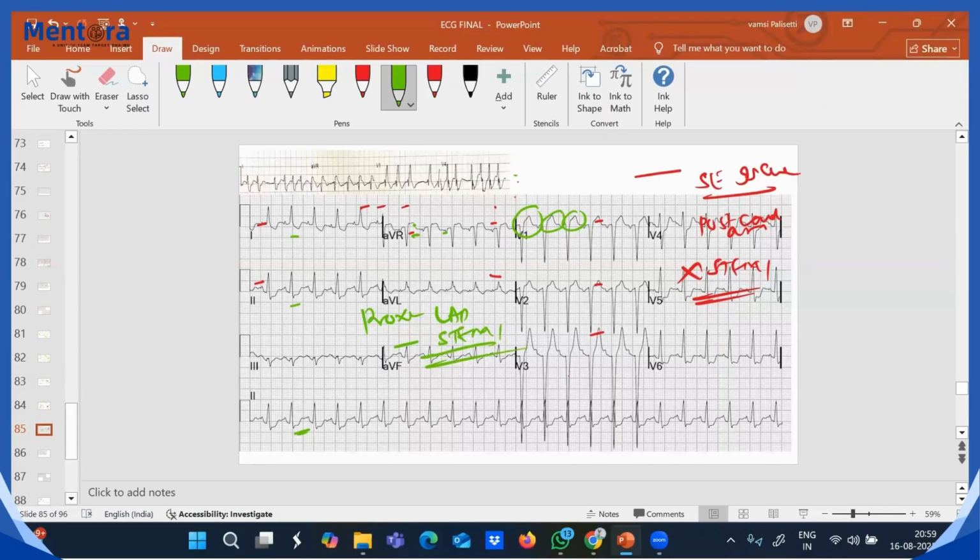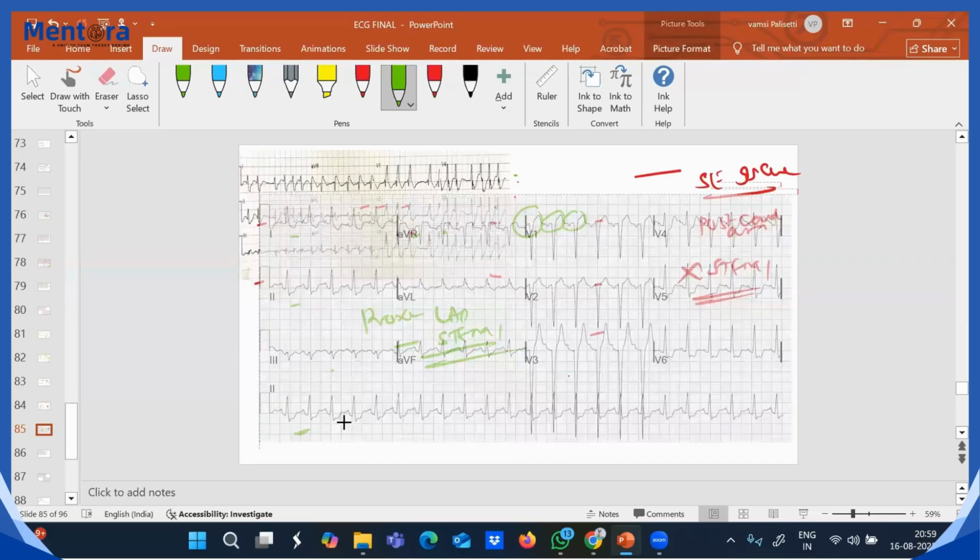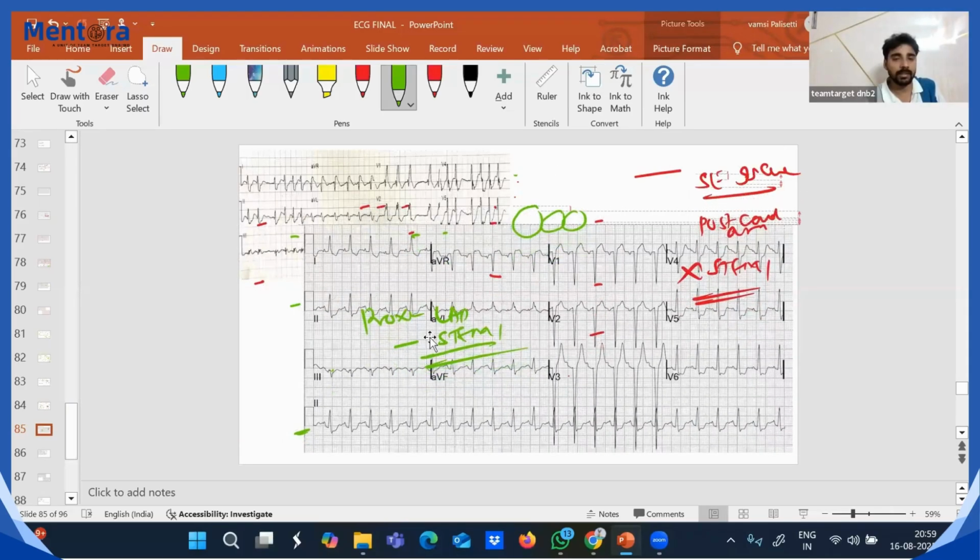Sir, ST depression is there in 2 and V5, V6 also. What does it suggest? It's all reciprocal changes only. See the left, this is your AVR. Got it. Reciprocal changes only. Sir, here V2, V3 don't have ST depressions, no, sir? Usually you will see ST depressions in lateral and inferior leads. Usually, if subendocardial ischemia is there, you will see it in all the leads. Okay, sir. So this is not global ST depression. Okay, sir.